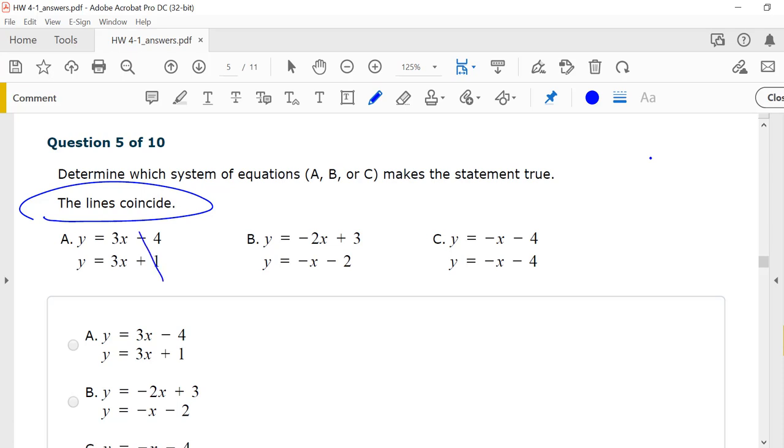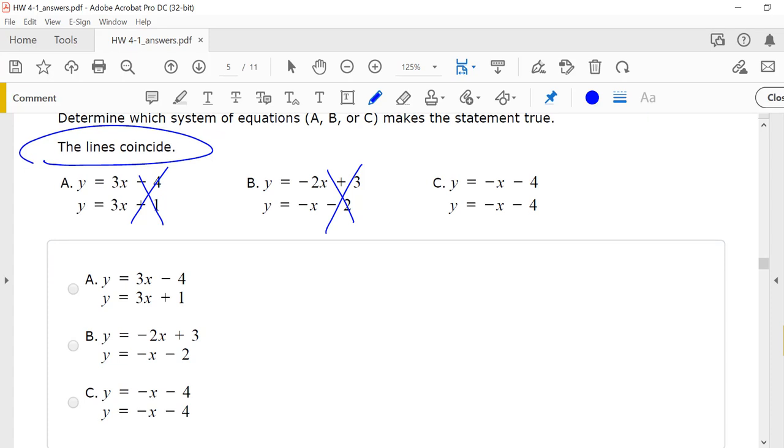These have different y-intercepts. It can't be A. These have different y-intercepts. It can't be B. These have the same y-intercept. Oh, and look, the same slope. The slope is negative 1. So C is a system where the lines coincide.